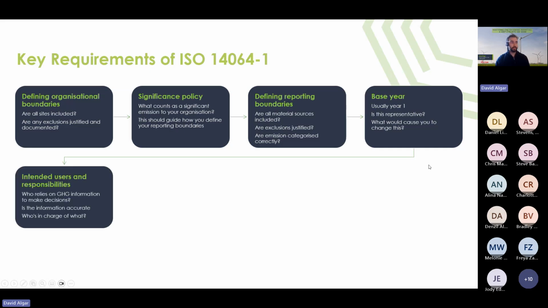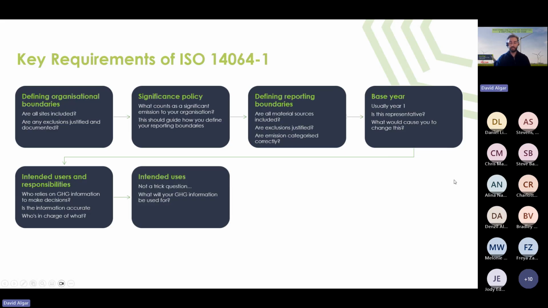Intended users and responsibilities. So that's two things, but it often overlaps. It's basically the people involved with the project. Intended users I've already mentioned, but responsibilities is really important in a project. You need to assign responsibilities to people so they know what they're doing, just like any good project. Just think about who relies on that GHG information to make decisions, and as already mentioned, it needs to be accurate so they can make well-informed decisions. And as I've mentioned here, just assign people responsibilities. Who's in charge of what.